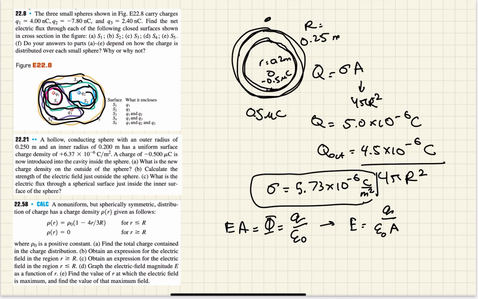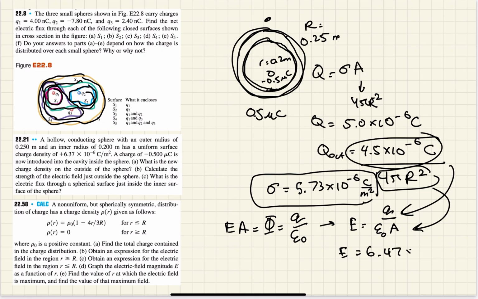Q we know is the net charge that is enclosed. And since the negative 0.5 in the middle cancels with the positive 0.5 in this inner surface, the net charge is just whatever's on the outer surface, which is 4.5 times 10 to the negative 6 coulombs. So that's this Q over here. Area, we know, since it's just outside the outer edge of the sphere, it's again 4 pi r squared, the capital R. And we know epsilon naught. So you plug all that in, you're going to get an electric field of 6.47 times 10 to the power 5 newtons per coulomb. So that's your electric field.